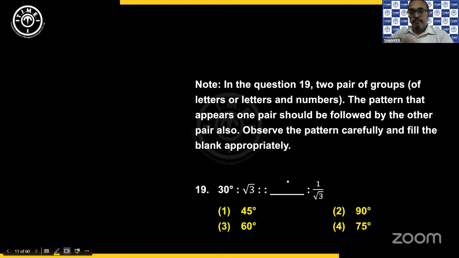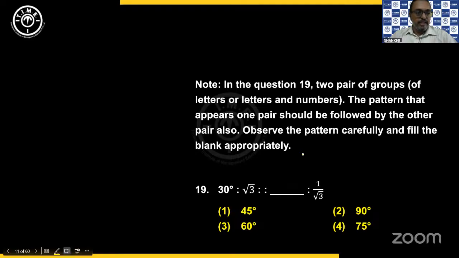Okay. Next. Note, in question 19, two pairs of groups of letters or letters and numbers will be given. The pattern that appears on one pair should be followed by the other pair also. Observe the pattern carefully and fill the blank appropriately, he says. Correct? So now we need to see what it is that I am going to get here in this case.